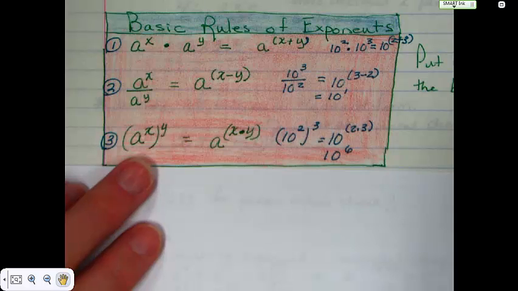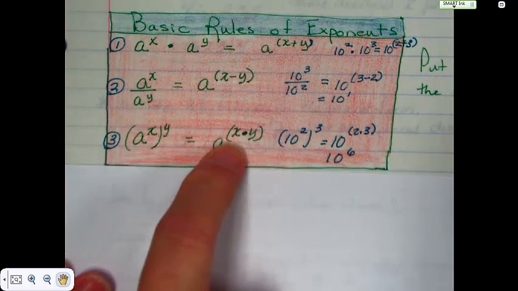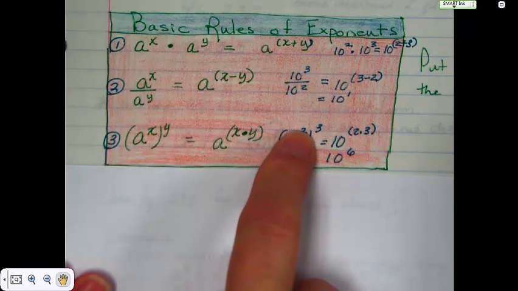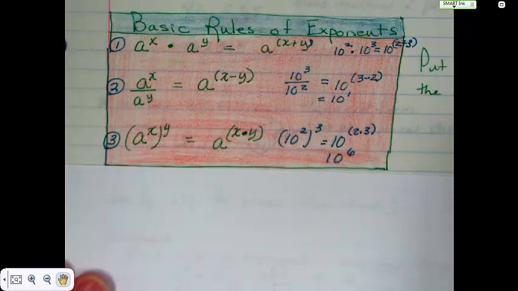And lastly, a to the x raised to the y is a to the x times y, which is the same as 10 to the second raised to the third is 10 to the 2 times 3, which is 10 to the sixth.